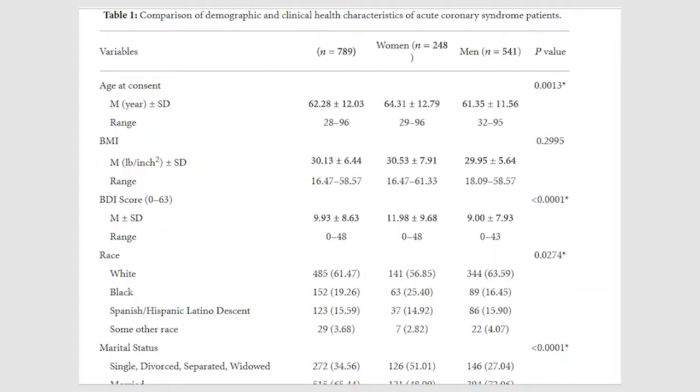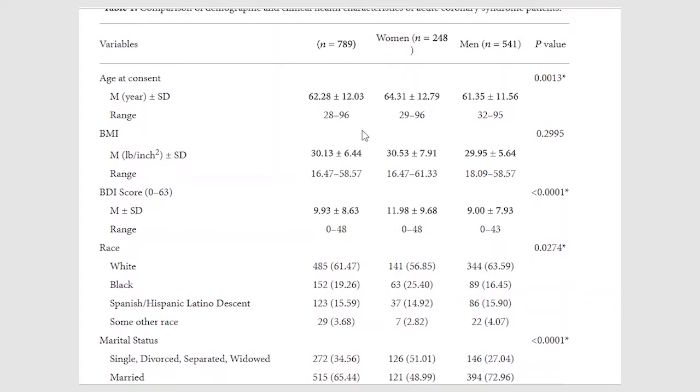In this video, I want to give you a quick example of what a chi-square statistic might look like in a journal article. So this is a table. You'll notice it's a comparison of demographic and clinical health characteristics of acute coronary symptom patients. Let's go down to, so these first ones don't fit for chi-squares, and you'll notice in this particular study, it's got the variables down here.